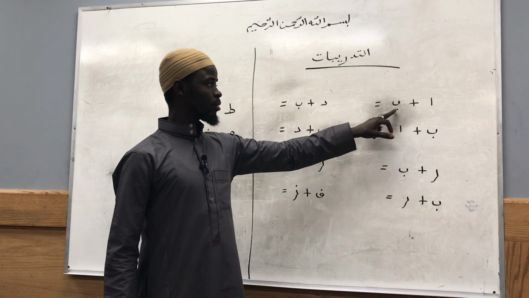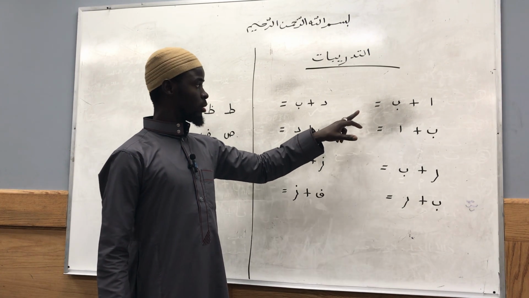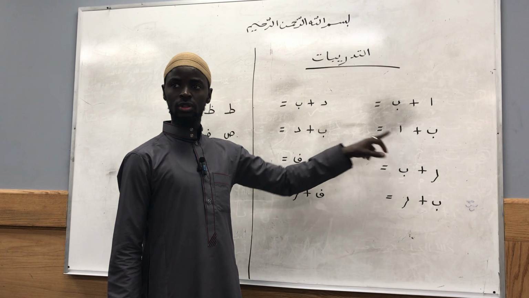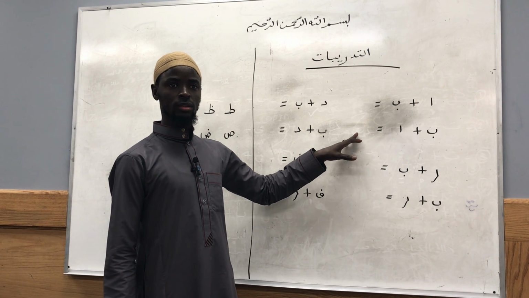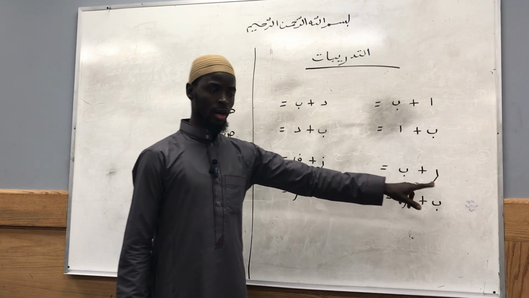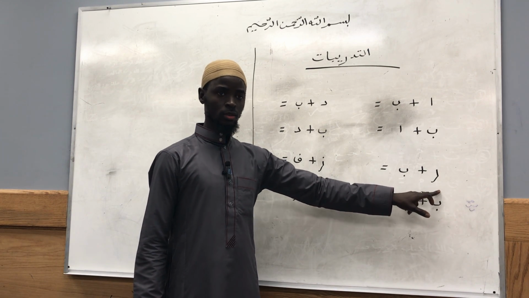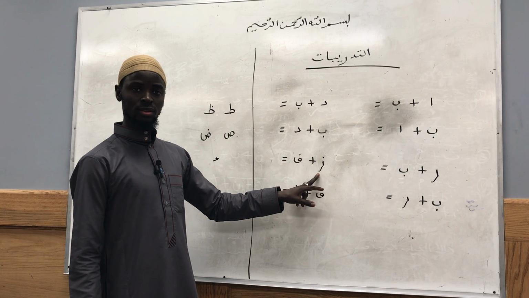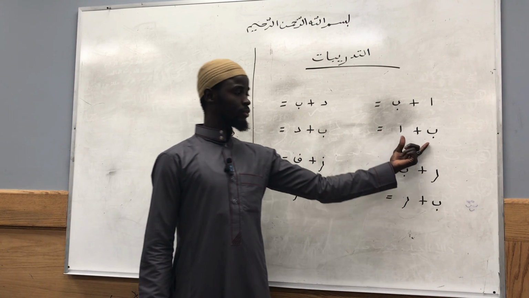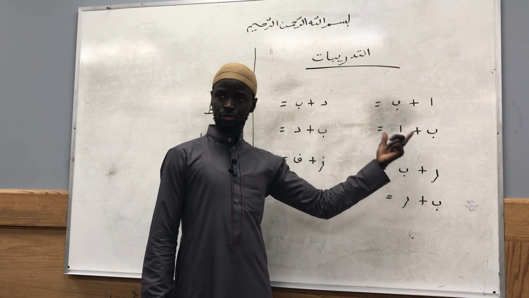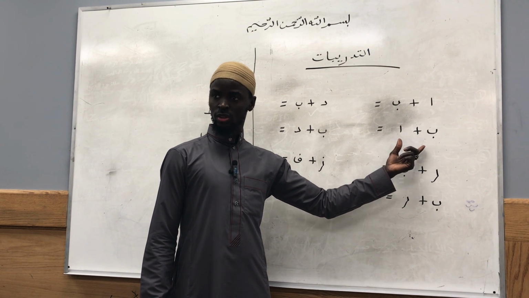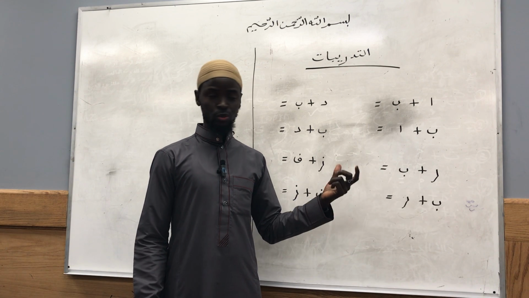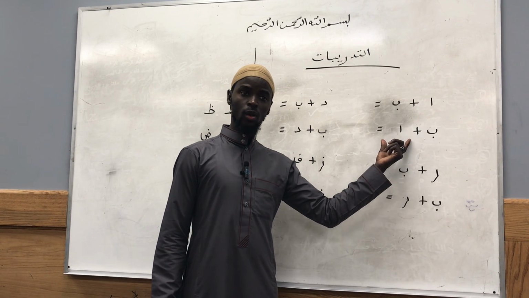Alif plus Ba, you connect it. Ba plus Alif, you connect it. Don't go to Ra, don't go to Da, don't go to Za. This Alif, you have to finish all the alphabet with the Alif. Alright? You have to finish all the alphabet with the Alif.